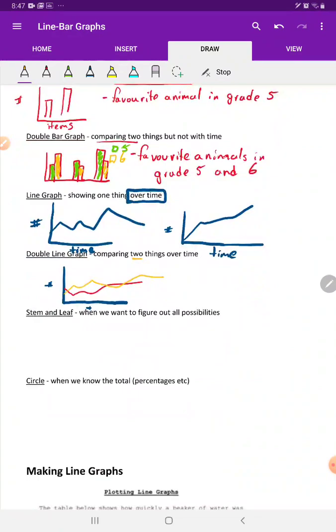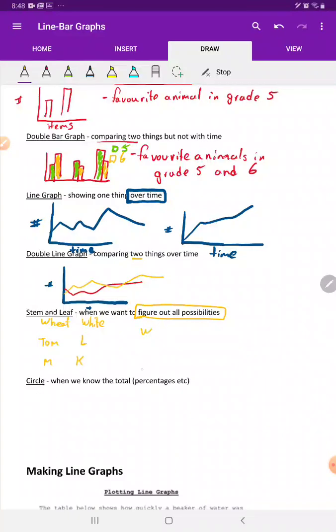Now we get to a few things we haven't talked about. A stem and leaf graph, I'm not going to worry about too much now. You will see them when we're doing probabilities. But what you want to do with the stem and leaf graph is figure out all the possibilities. Okay, so for example, if you're making sandwiches, and you have options, so you can have wheat or white. You can have tomato or lettuce, and you can have mustard or ketchup, for example.